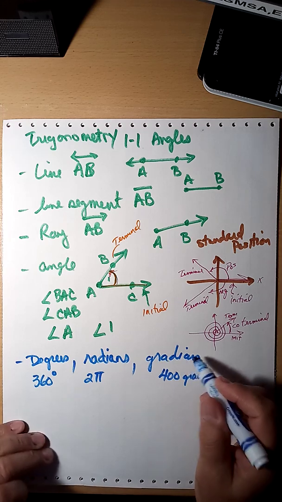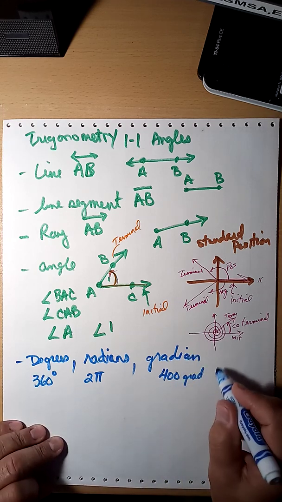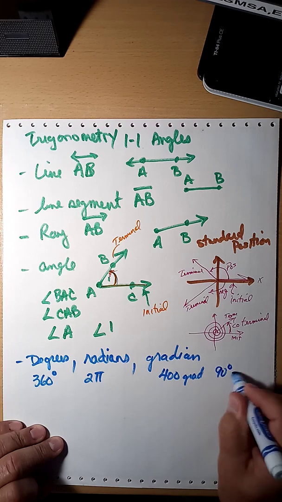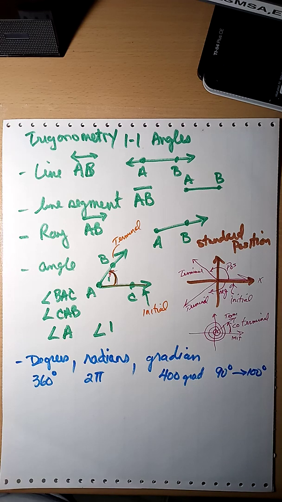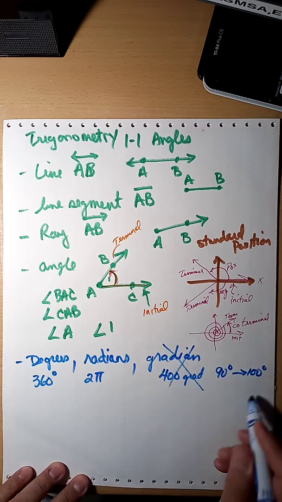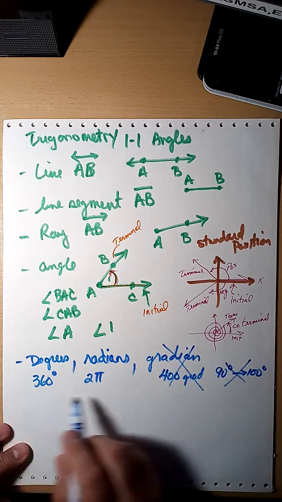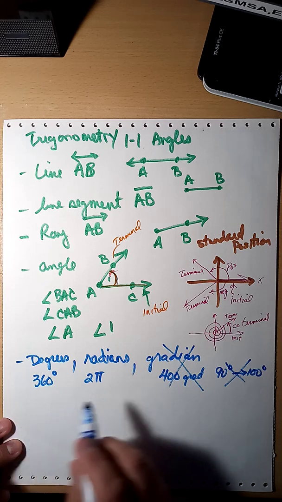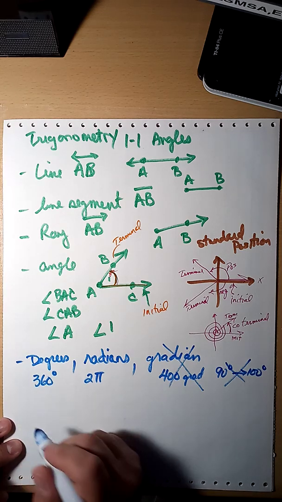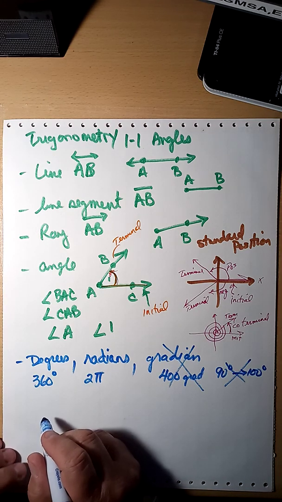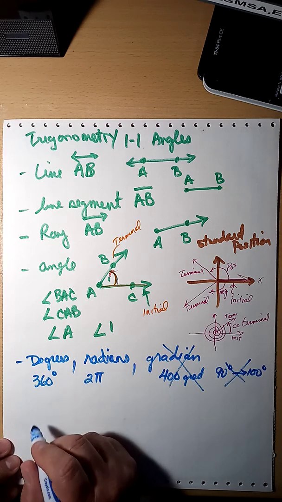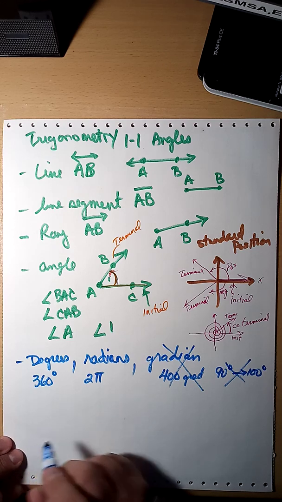The gradient, which we're not going to study, was an attempt to make 90 degrees into 100 degrees, because everything in the metric system was based on powers of 10. So we're not going to worry about that. We're going to worry about the degrees and radians. On degrees, I guess, is what we're going to start with. 360 degrees was figured out because of the cycle of the year. At the beginning, they thought it was 360 days, not 365 and a quarter.